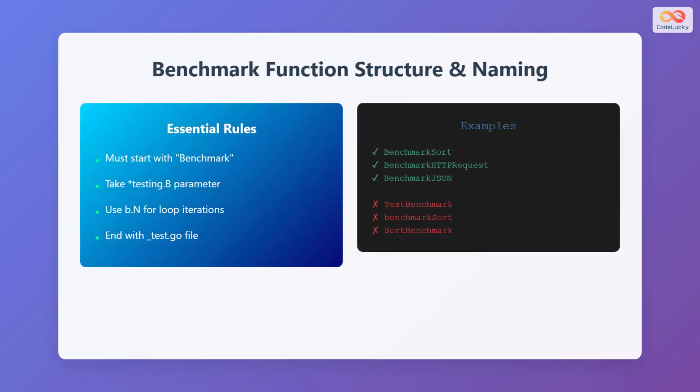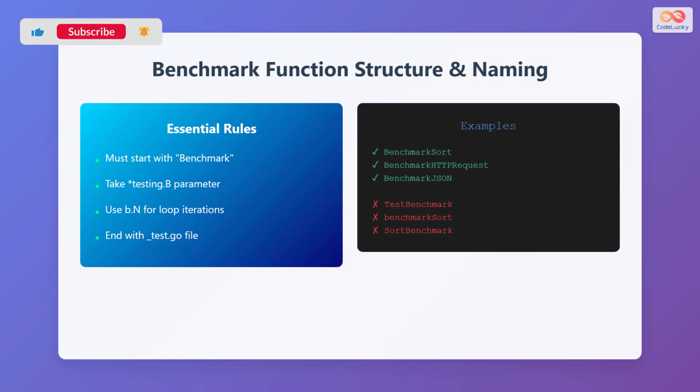Let's look at the essential rules for naming benchmark functions. First, the function name must start with Benchmark. Second, it must take a pointer to testing.B as a parameter. Third, use b.N for loop iterations. Fourth, the benchmark files must end with _test.go.